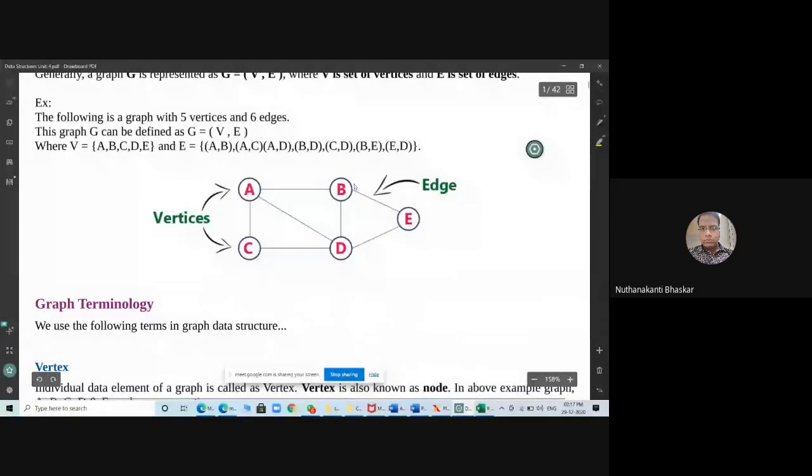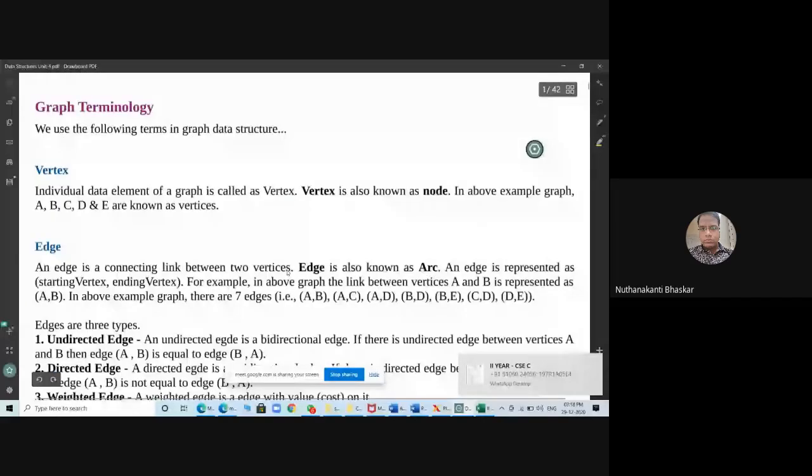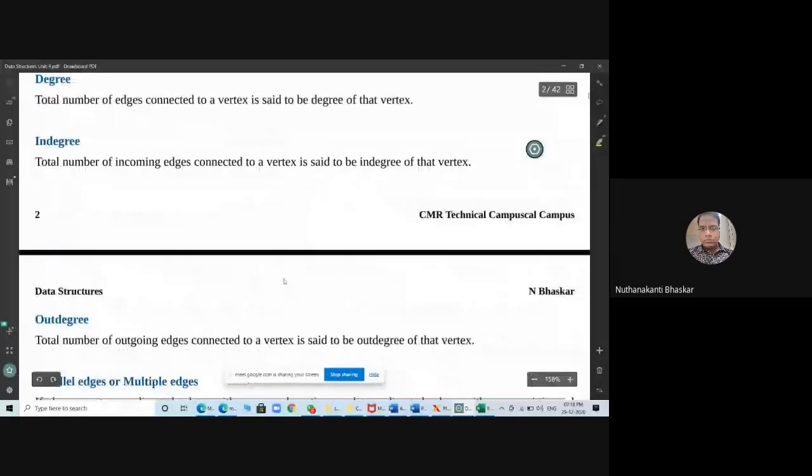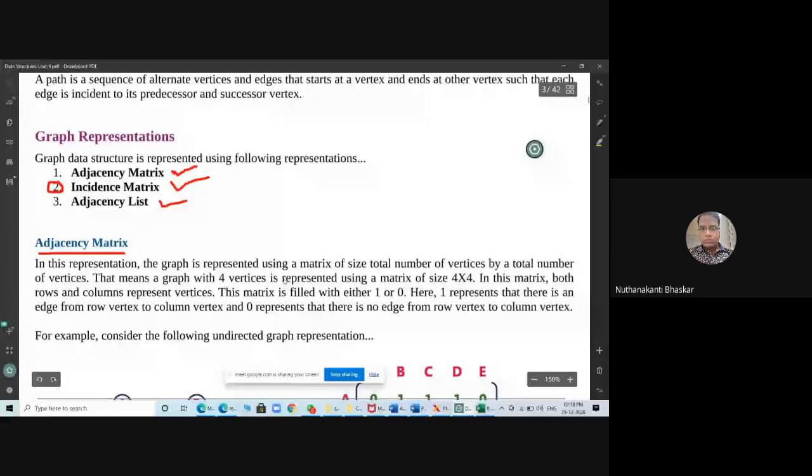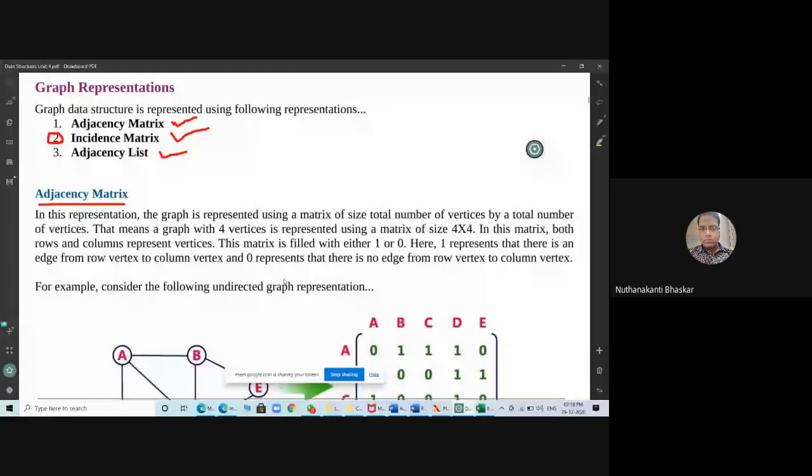How many? Seven vertices. Here now we want to represent this graph in a matrix form. Your matrix size is 7 by 7. The size of the matrix is the number of vertices in that particular graph. Understand?